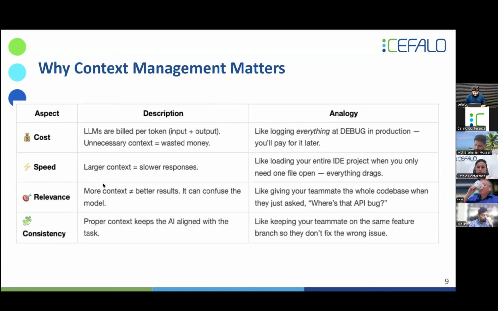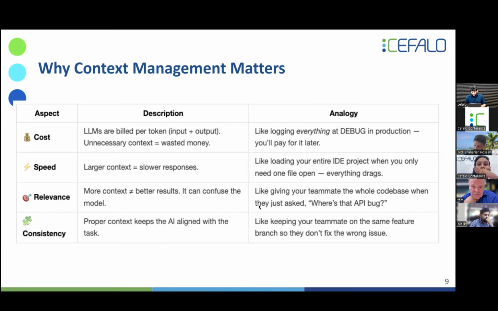Another point is relevance. More context doesn't necessarily mean a better result. If the context is relevant, then that's okay. But if you have one question, and then you ask another question which is not relevant to the first one, it can confuse the model, because the LLM will see your first question as context for your second one, but they might not be related. So this can actually confuse the model.